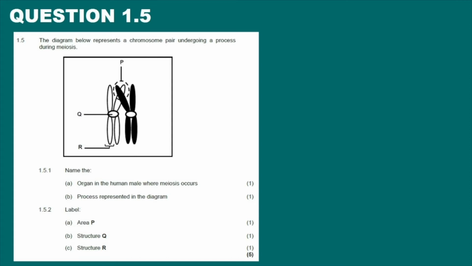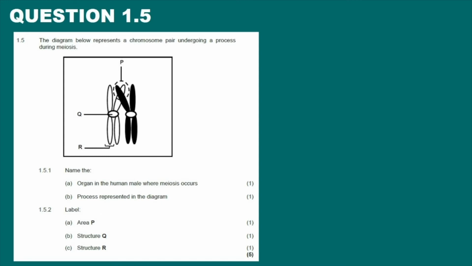So when we look at the given image, we will read the first sentence, which is really important. They say the diagram below represents a chromosome pair undergoing a process during meiosis. They do not indicate if it's meiosis 1 or meiosis 2. But if you know meiosis well, you will immediately be able to identify the phase that's taking place here. This phase specifically is prophase I. I'll go through the summary of how you will know that it's prophase I.